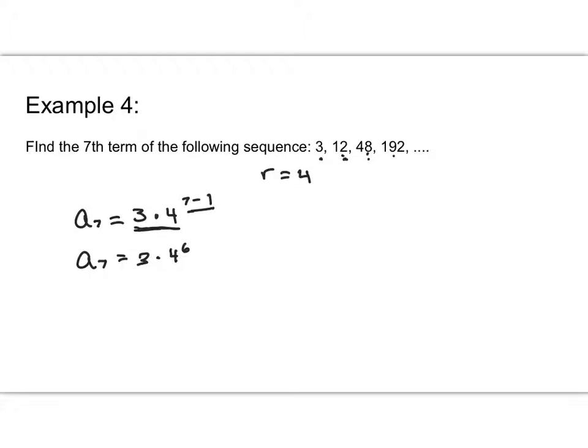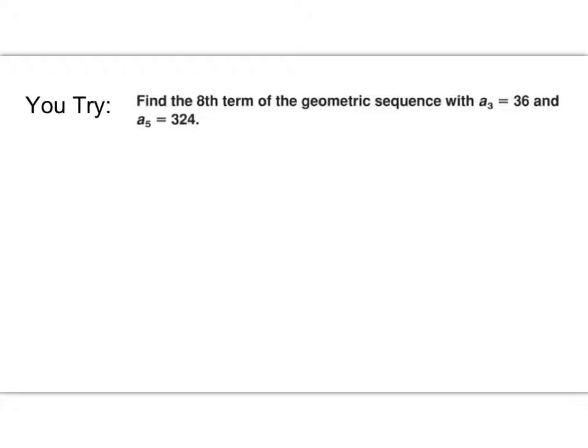It's a big number. And then if I multiply it by 3, it's even bigger. I get 12,288, assuming I haven't made any mistakes. All right, you try. Turn this back on when you're ready.